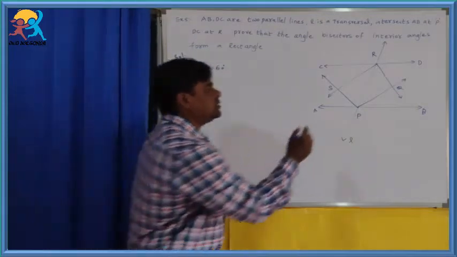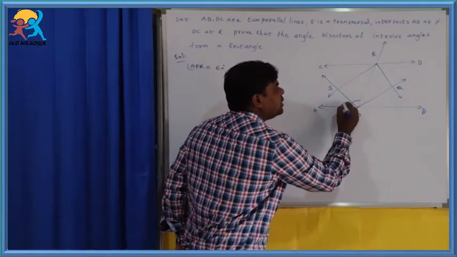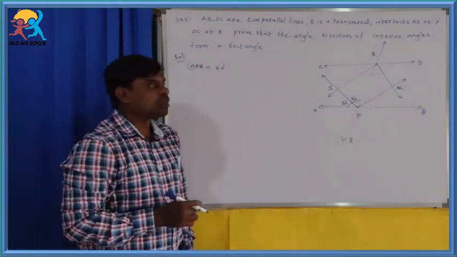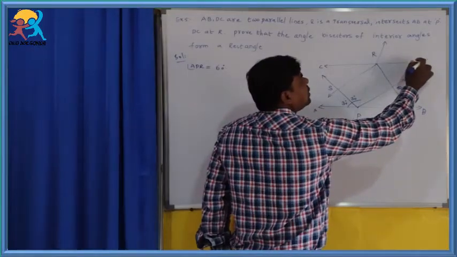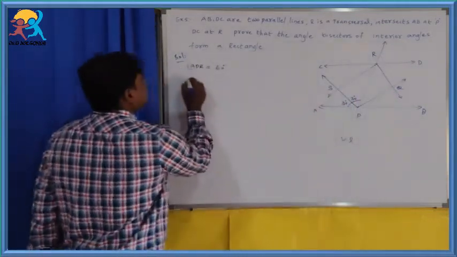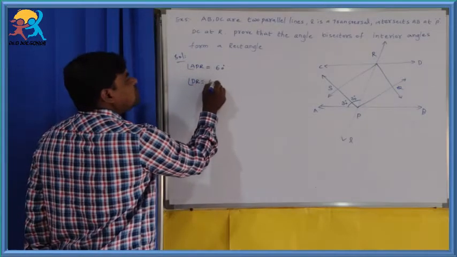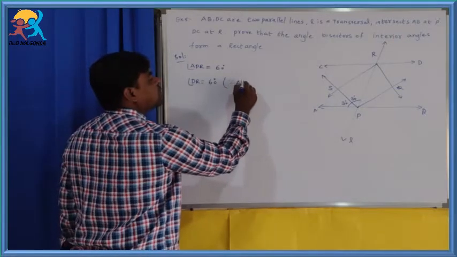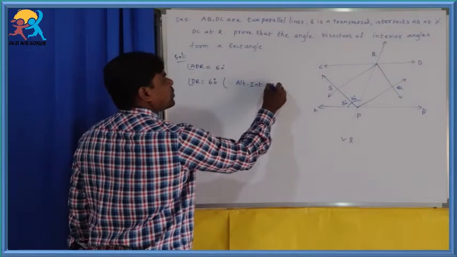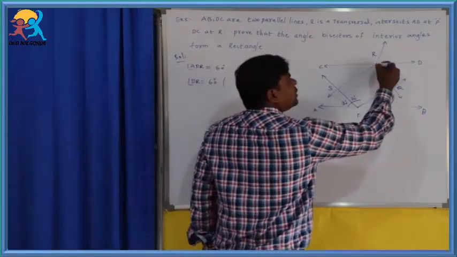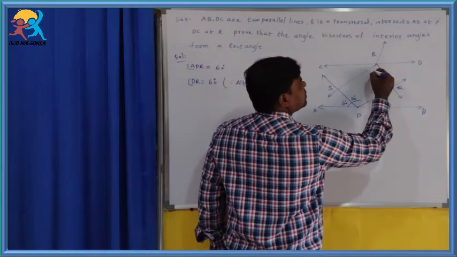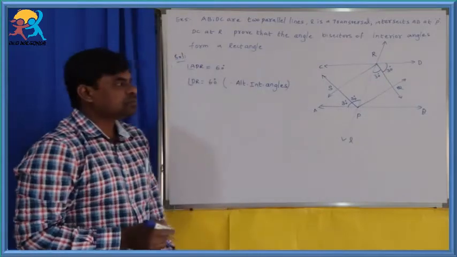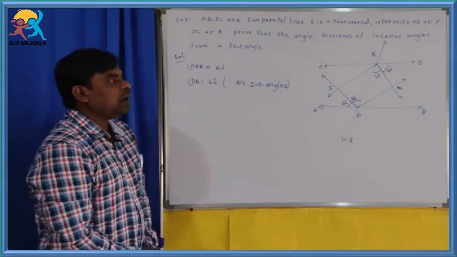Angle APR is 60 degrees. If it is 60 degrees, then definitely these two angles will be 30-30, and angle DRP is also 60 degrees, since the two angles are alternate interior angles. So this RQ is also the bisector, that is why this will be 30 and 30.